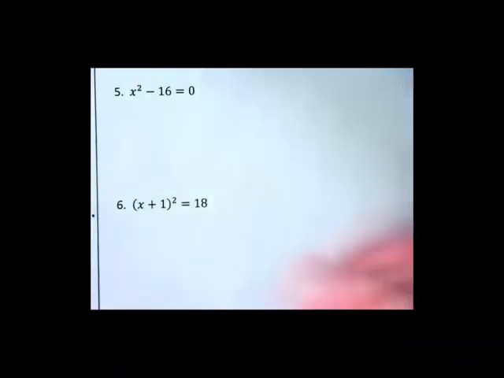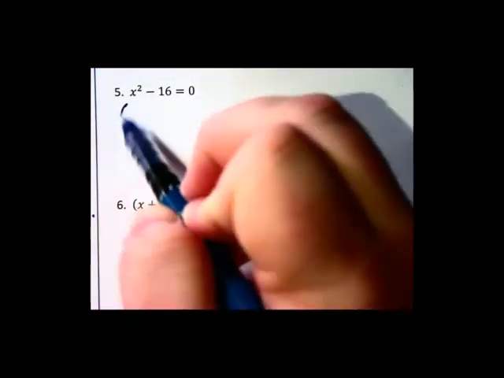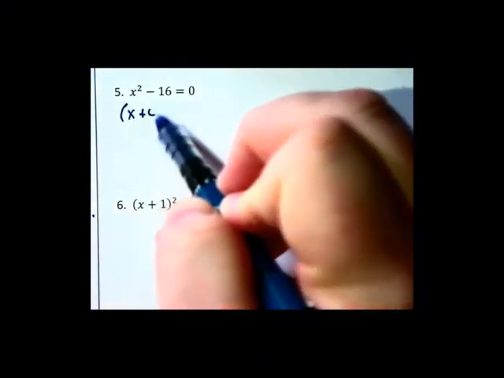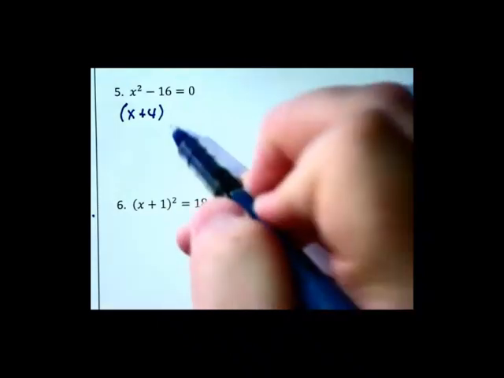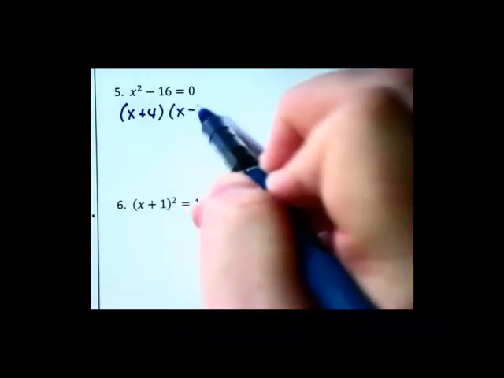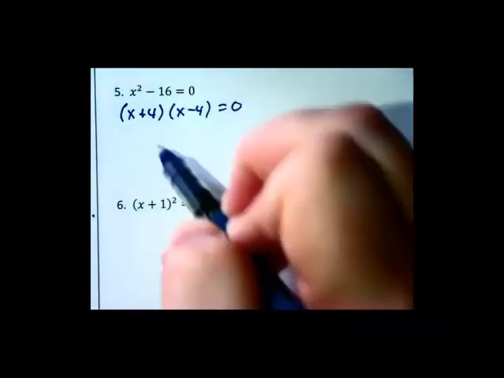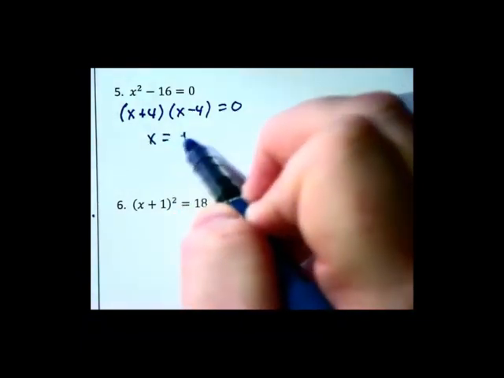Oh, we see that one goes a quickie. We can just do the difference of two squares process on the left, set equal to 0, and there's our x equals plus or minus 4.